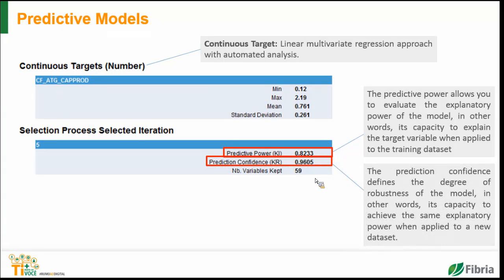The other important thing to see is the prediction confidence. The prediction confidence defines the degree of robustness of the model. In other words, its capacity to achieve the same explanatory power, the prediction power, when applied to a new data set. So this is another important thing. In general, this number is high. So 90%, for example, is not good. You have to have at least 90 something. And the number of variables that the system caps.